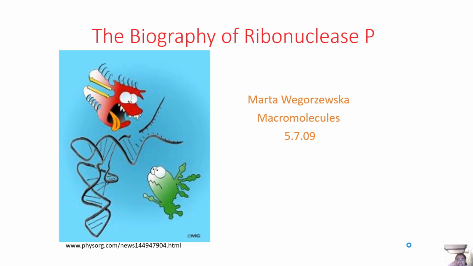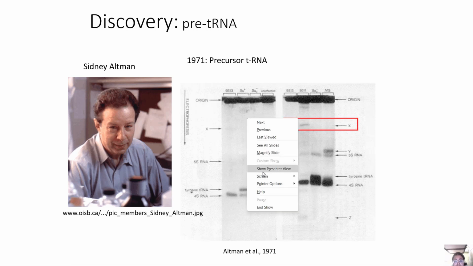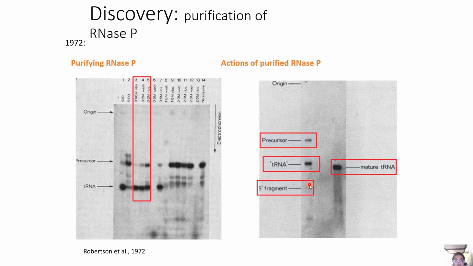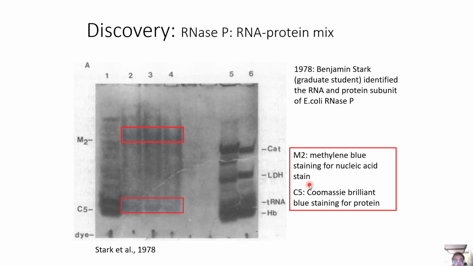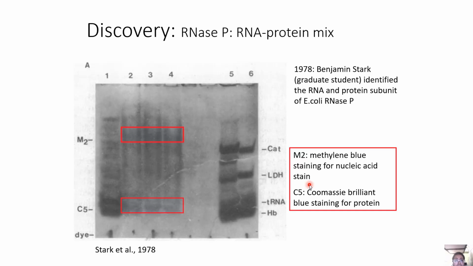So we'll talk about the biography of ribonuclease P. So the discovery was by Sidney Altman, as you can see in the photo of the gentleman over here, and you can go through this paper. Altman et al. published in 1971. Okay, so this is RNase P, RNase actions, purifying RNase P, actions of purified RNase P.